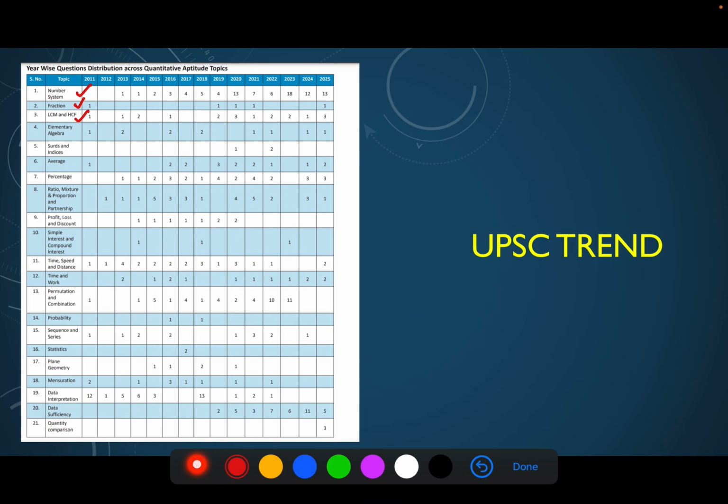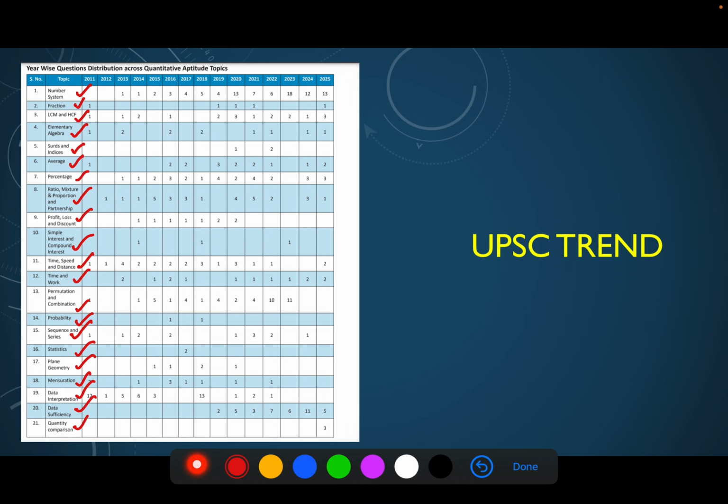Fractions, LCM, HCF, elementary algebra, surds and indices, averages, percentage, ratio, mixture, proportion and partnership, profit and loss, simple interest, compound interest, time and speed and distance, time and work, permutation, combination, probability, sequence, series, statistics, plane geometry, mensuration, data interpretation, data sufficiency, quantitative comparison.